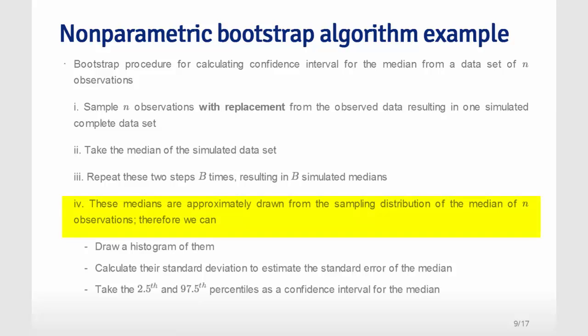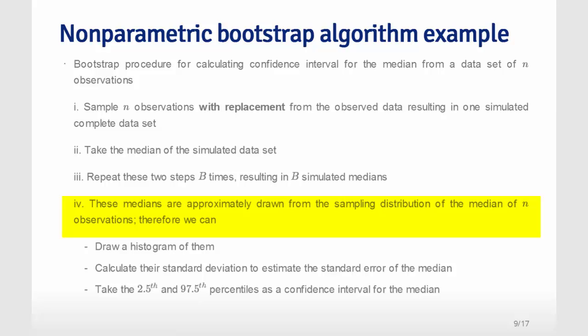The medians that you get from this process are approximately drawn from the sampling distribution of the median of n observations. We're really sort of approximating the population distribution, but that's okay. There's a lot of theory that shows that the bootstrap actually works.